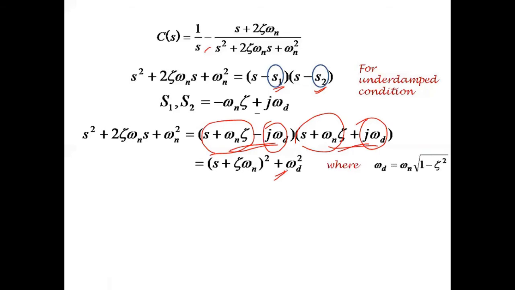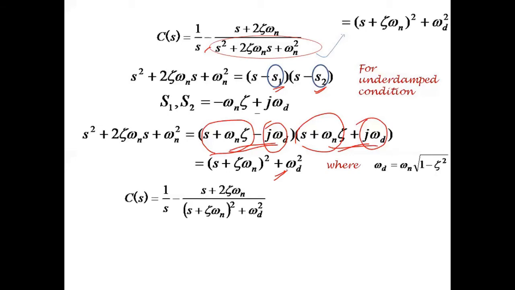And we know that omega d is the damped frequency, which is given by omega n into square root of 1 minus zeta square. So let me substitute for the characteristic equation s square plus 2 zeta omega n s plus omega n square, replaced by (s plus zeta omega n) the whole square plus omega d square. So once after substitution, we have obtained C of s in this fashion.